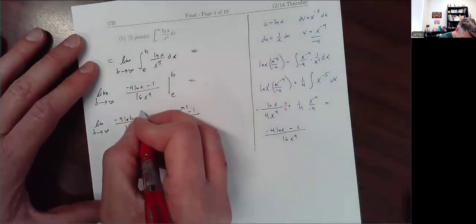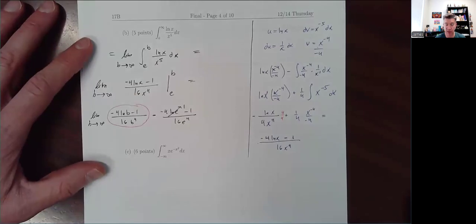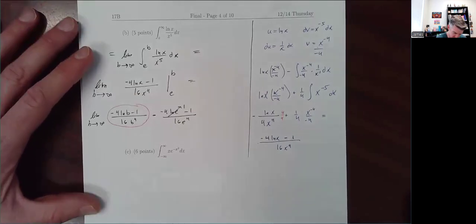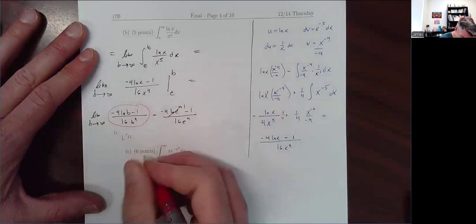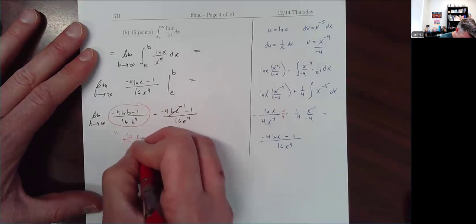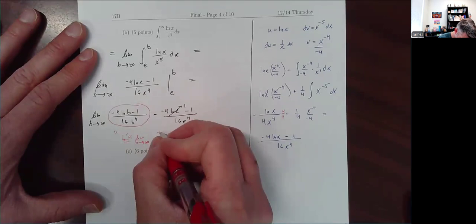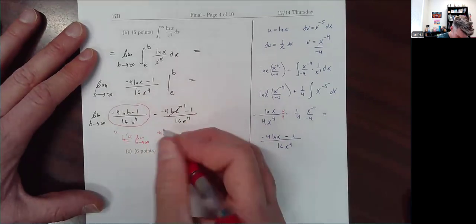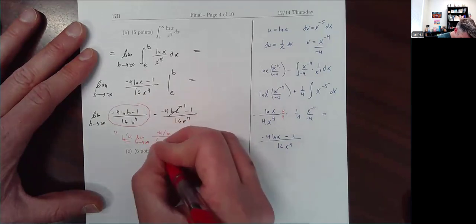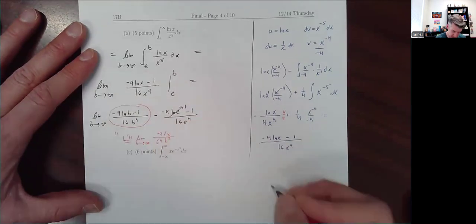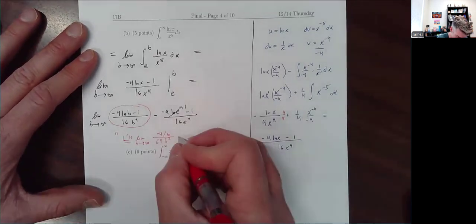Now, this part here is an infinity over infinity. But the top is going to infinity much more slowly. In fact, if we use L'Hopital's rule on this part here, you would get the limit as b goes to infinity of the derivative of the top, which is -4 over b, over the derivative of the bottom, which is what? 4 times 16, 64b cubed. As b goes to infinity, you're getting something going to 0 on top and something going to infinity on the bottom. That's going to be a big old 0.